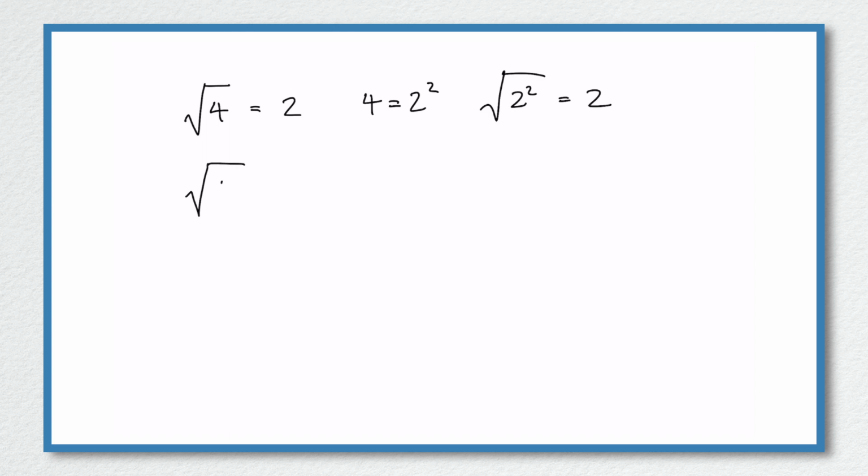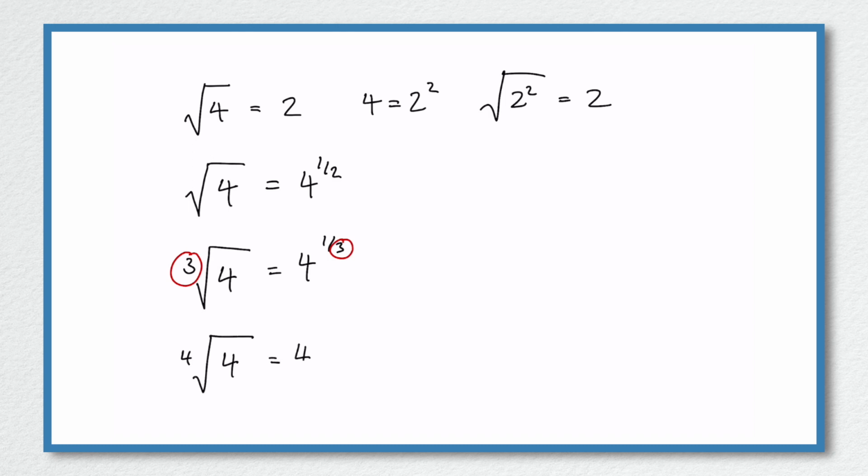Writing a square root as a power, so for example, if we have the square root of 4, that would be written as 4 to the power of a half. If we'd had a cube root of 4, that'd be written as 4 to the power of a third. So this 3 here is here. And if I had the fourth root, the power of 4, then this would be 4 to the power of a quarter. So that 4 there is that 4 there.